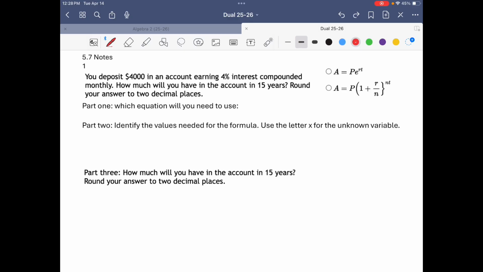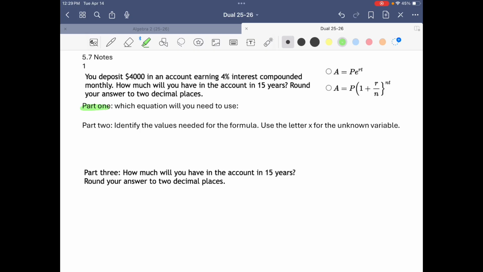Number one says here, you deposit $4,000 into an account earning 4% interest, compounded monthly. And that's the key right here, real quick. Compounded monthly. How much will you have in the account in 15 years? Round your answer to 2 decimal places. Part one, which equation are you gonna use from the right over here?